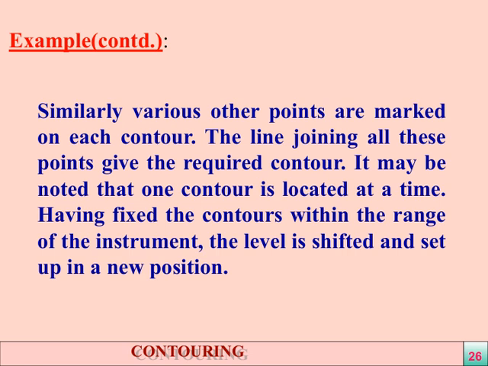Once we fix the contours within the instrument's range, we then shift the level and set it up in a new position to continue the process. This method allows us to build a detailed and precise representation of the surface, which is essential for accurate surveying or mapping work. Essentially, the key idea is that by carefully marking points and connecting them, we create a reliable contour map that reflects the terrain's true shape.